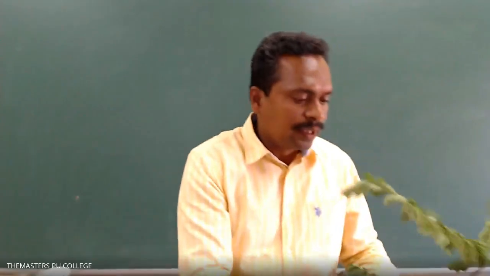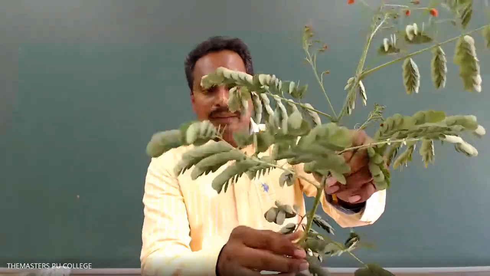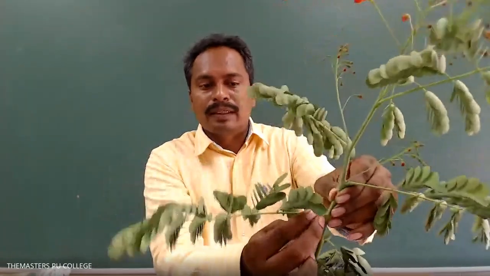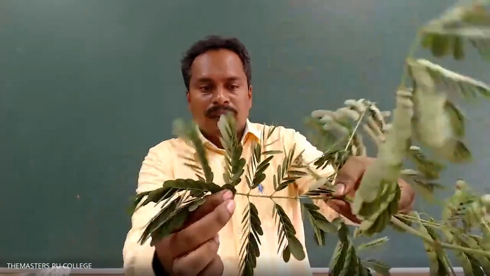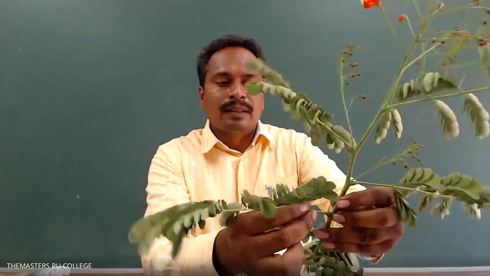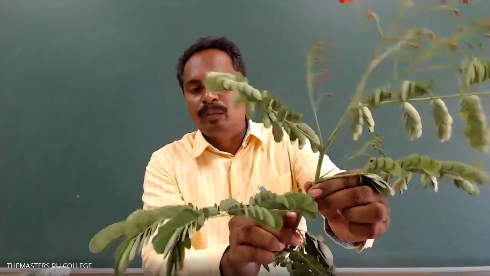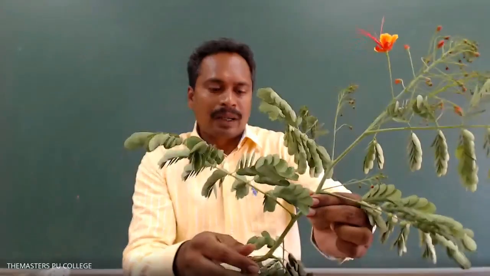Sir, it has compound leaves, sir. Yes, compound leaf. This is a compound leaf. So this is the leaf, one leaf, and these are the leaflets. The swollen leaf base is called the pulvinus, a pulvinous leaf base.